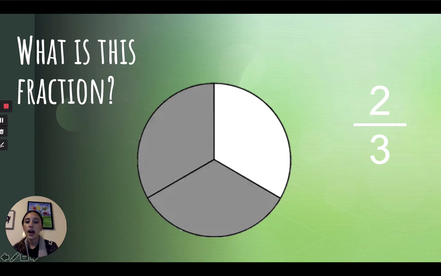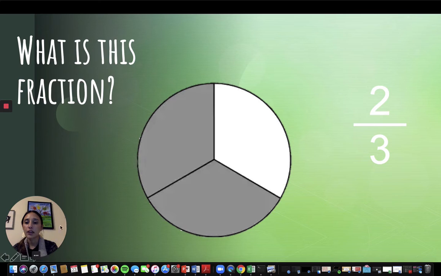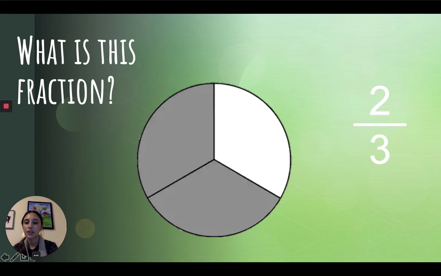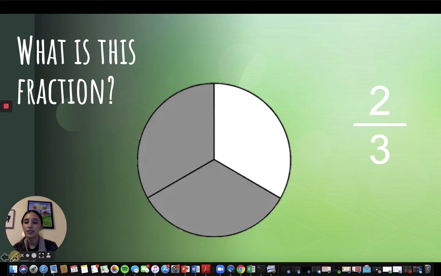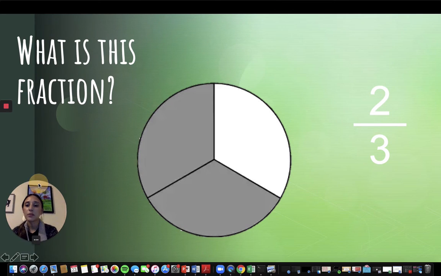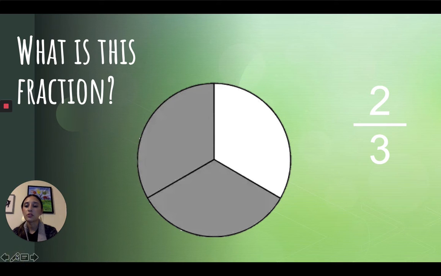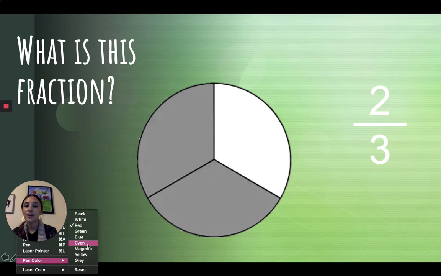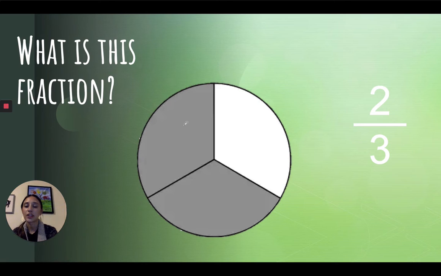Let's see. Let me get my pen here. Let's see if it will do that. Maybe not. Okay, that's okay. I'll just use my mouse. Okay, so actually, let me see if I can move my bubble. There we go. Sometimes it's a little bit tricky to get it up here.